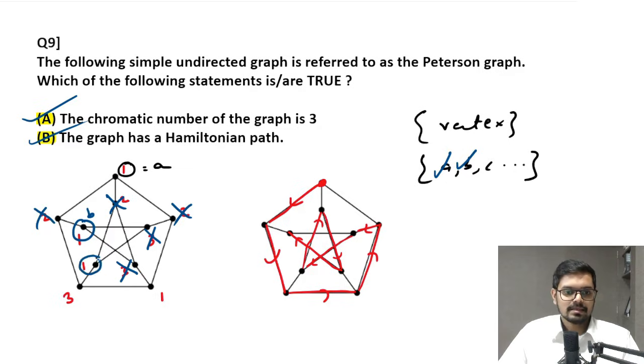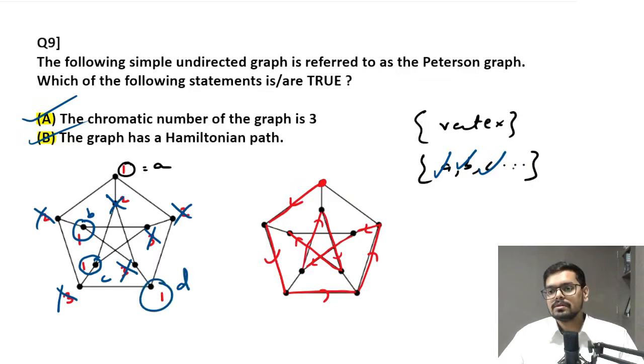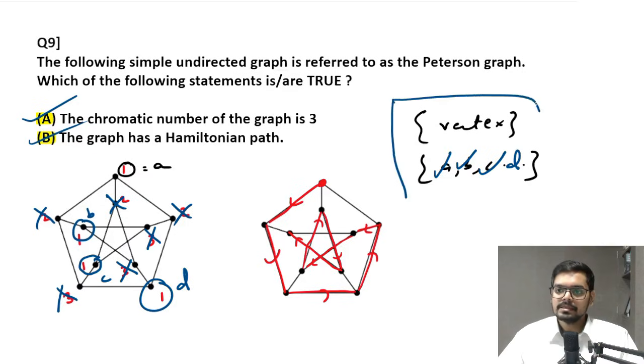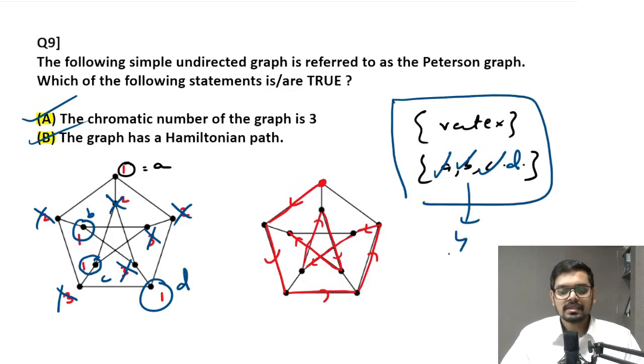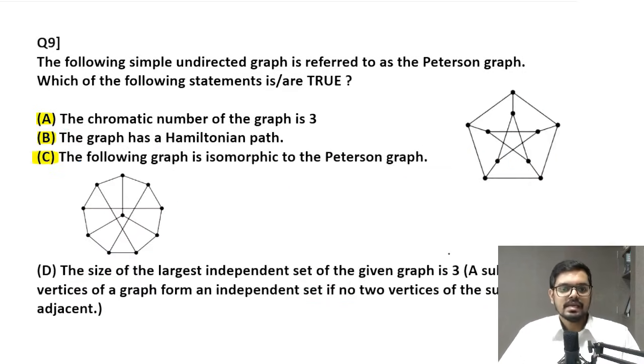Can I consider this C? Yes, I can consider C. Eliminate the neighbors, all the others are eliminated, and this is final D. So in the independent set, we are having 4 vertices, so the size is 4. If size is 4, then size 3 is incorrect, so D is incorrect. Finally, A, B, C is correct.